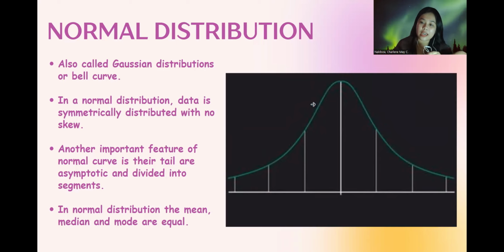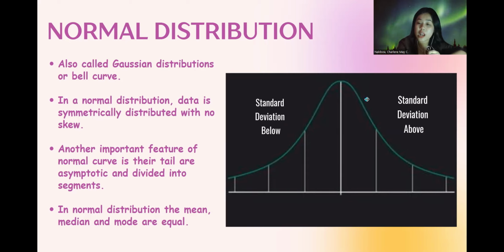Notice again that these sides are divided into segments. We have here the standard deviation below the mean, and this side here, we call this standard deviation above the mean. If you're going to ask why we use the term below and above, imagine the x and y axis. All the values in the left side are negative, and all the values in the right side are positive. That's why we use the terms below and above.